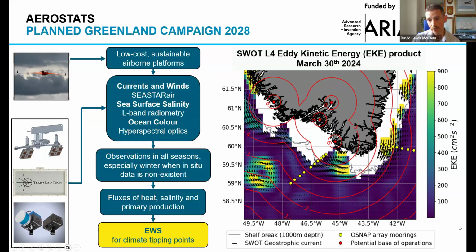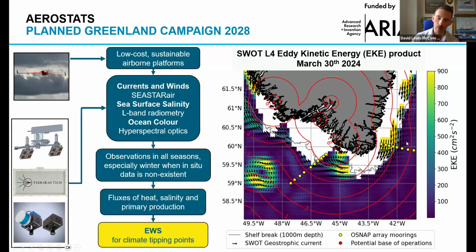This is a map of some eddy kinetic energy that is derived from SWOT level 4 geostrophic current data. SWOT, the Surface Water and Ocean Topography mission, for those that are unaware, is a NASA CNES mission, a scanning swathe altimeter, absolutely revolutionary for this work. It's a beautiful instrument, and we can get some really interesting things out of it, including things like geostrophic eddy kinetic energy. So this is for the 30th of March, 2024.